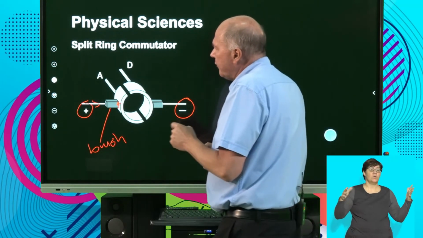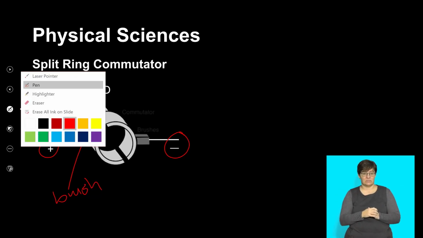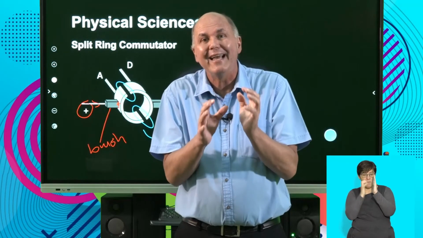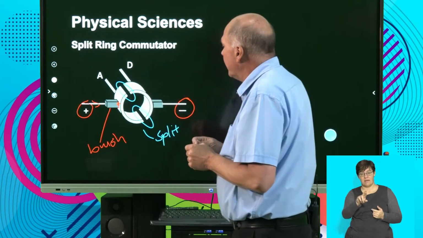But the most significant part of this commutator is in fact the part that is illustrated over here. It's the split in the commutator. When the brushes are in contact with that gap, no current can go into the commutator, no current can go into the coil. And so there is no current passing through at that point. In reality, this could be an air gap, or it could be an insulator. But it's important for us to understand.